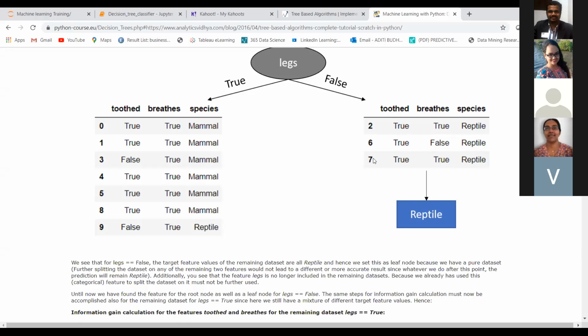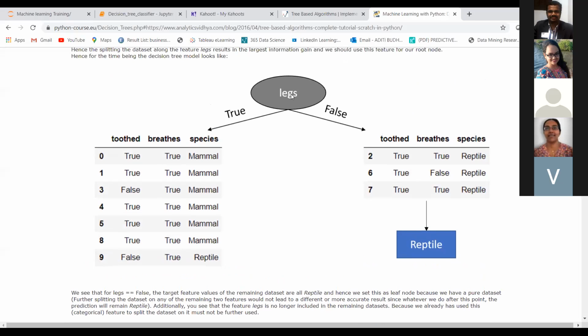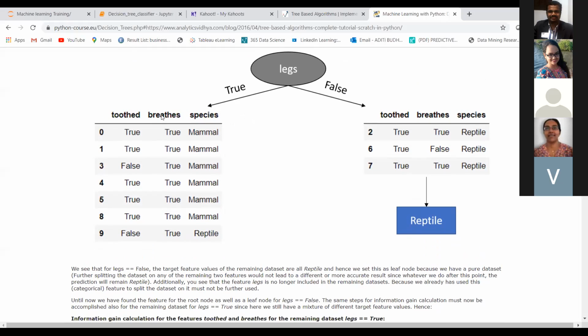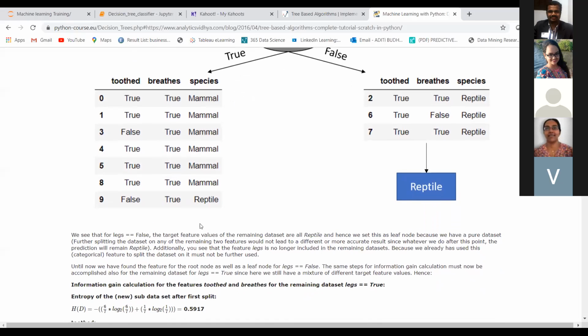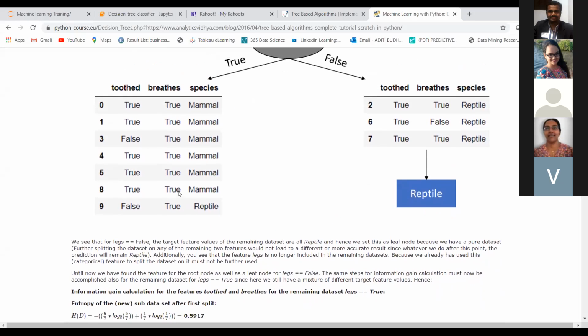Now again, suppose the legs feature is true, so we have this kind of split in the data. Now again, we would have to split this data, because in the end, we want only mammals and reptiles as our leaf nodes. We do not want mammals and reptiles both to be in our data set. We just want a uniform data set.